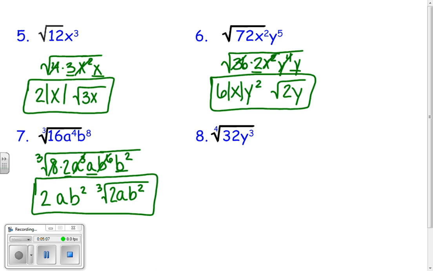Number 8 is a fourth root. So checking your list of perfect fourths, you should be using, for 32, 16 times 2. Y cubed is already short. You can't reduce its power to be divisible by 4, so just keep it as a y cubed. The fourth root of 16 is 2, which means I'm left with the fourth root of 2y cubed under the radical.